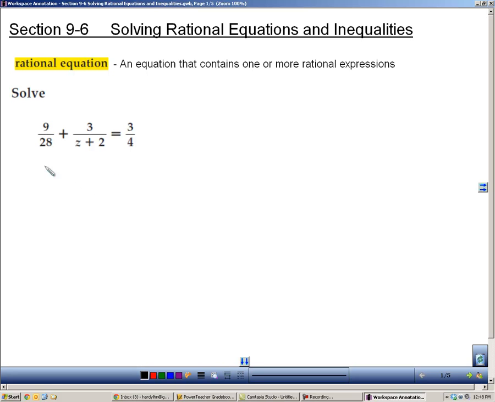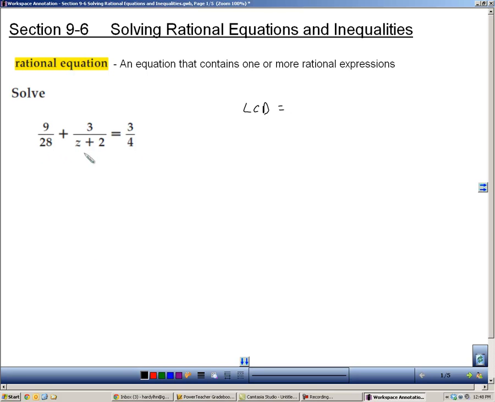Now, when we had rational expressions without an equation, we had to get common denominators, and then we could add or subtract the fractions by doing that. Well, now when we have equations, we still want to find the least common denominator, but we're going to use that denominator to make the equation a little bit simpler. I'm going to show you how to do that.